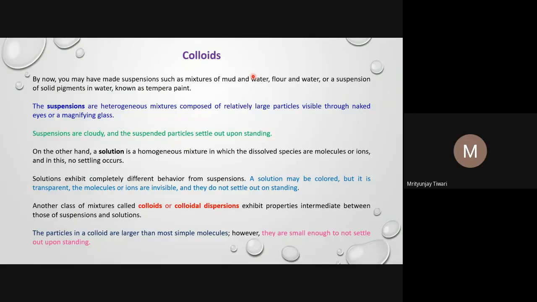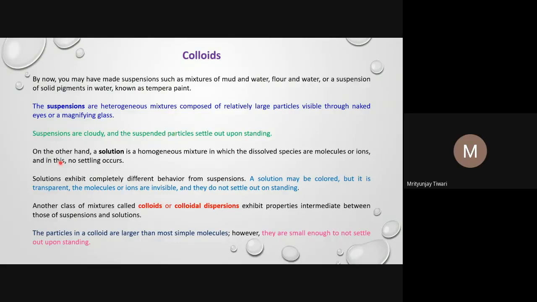One example of a heterogeneous mixture is the suspension. Examples of suspensions are mixtures of mud and water, flour and water, or a suspension of solid pigments in water, which is known as tempera paint. These suspensions are heterogeneous mixtures composed of relatively large particles visible to the naked eye or through a magnifying glass. Suspensions are cloudy, and the suspended particles settle out upon standing, or when left undisturbed.